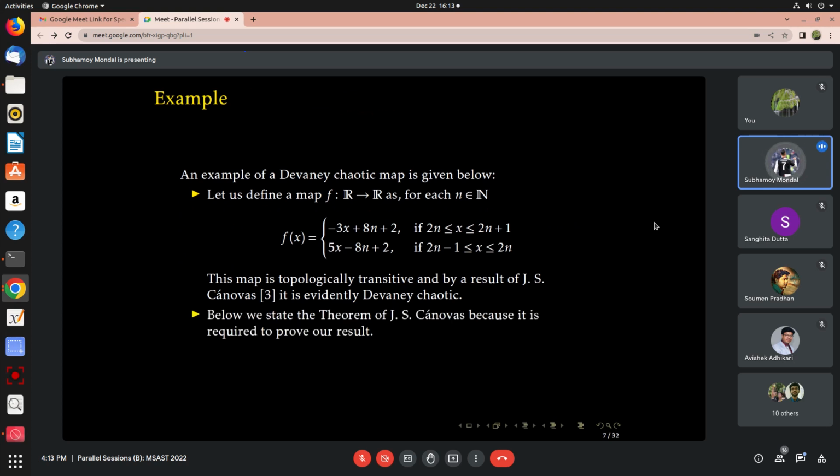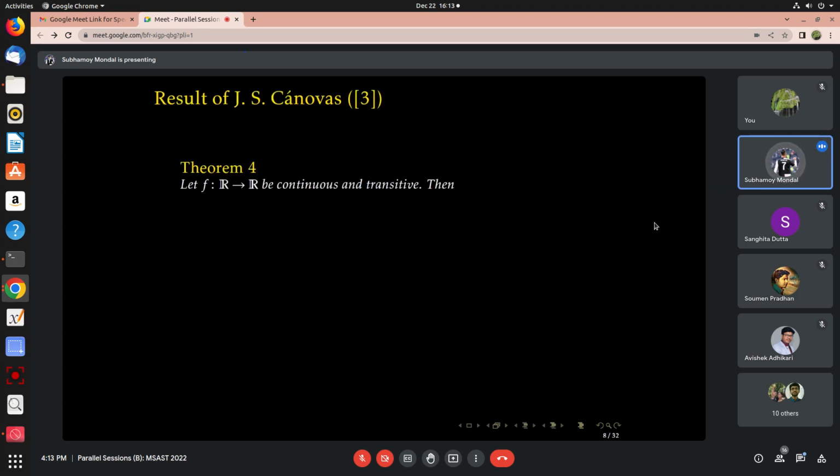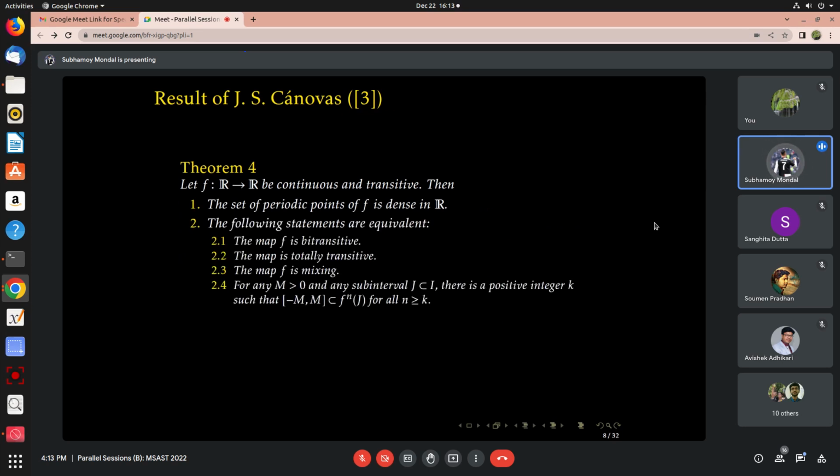because of the result of J. S. Cánovas, which tells us that if we have a continuous real valued transitive map, then the periodic points are dense, that is, f is Devaney chaotic, and the four conditions are equivalent. That is, if f is bitransitive, then it is automatically totally transitive and mixing.